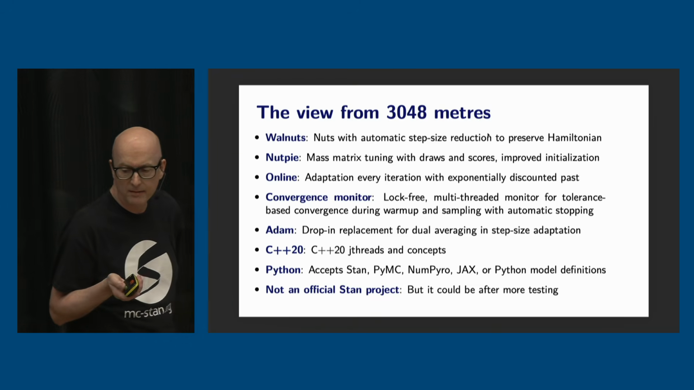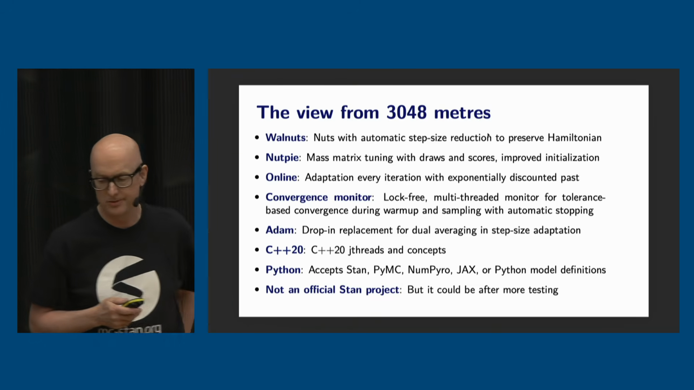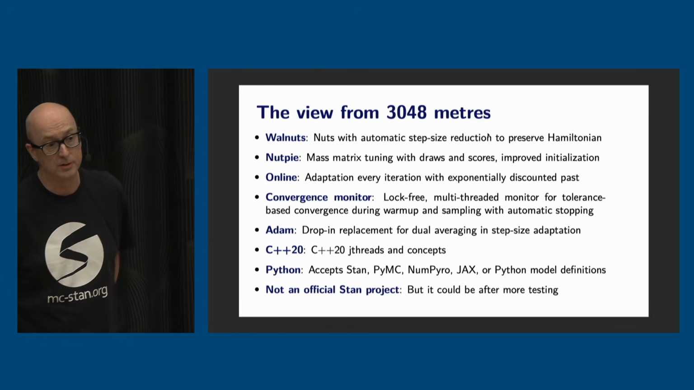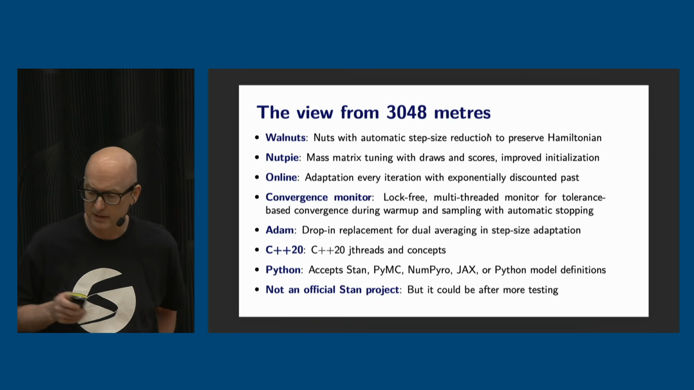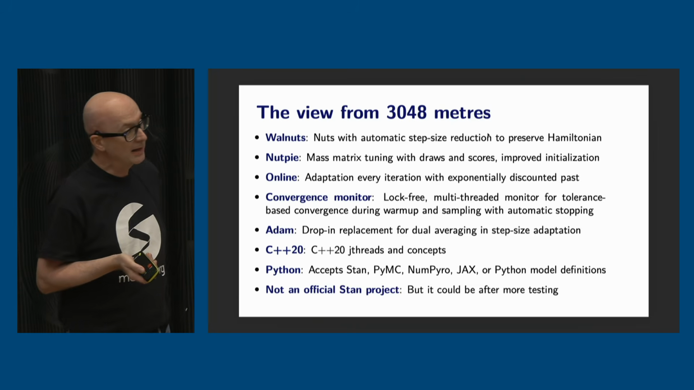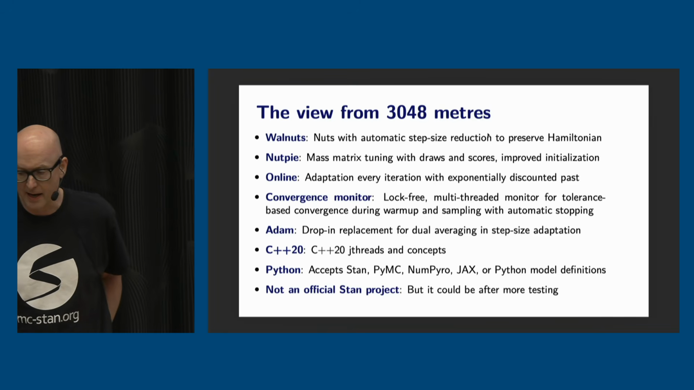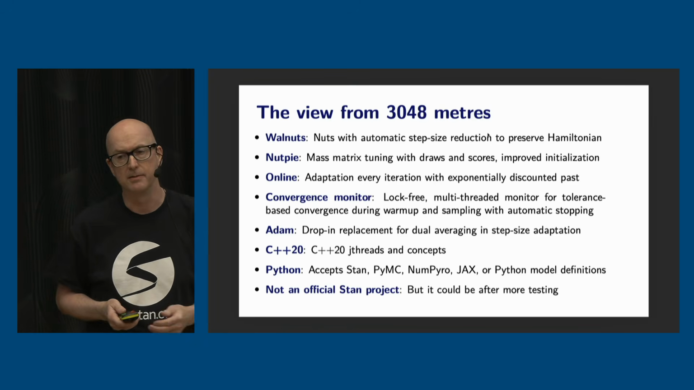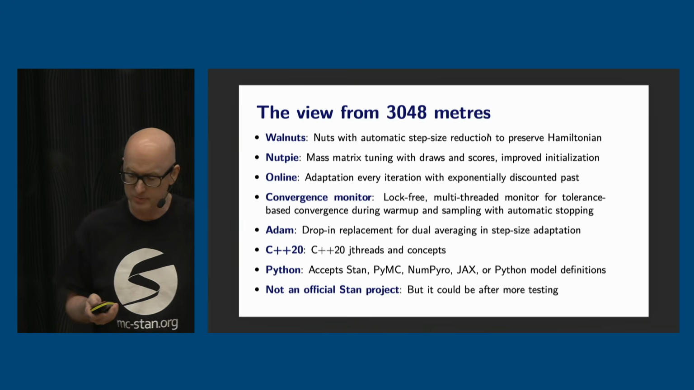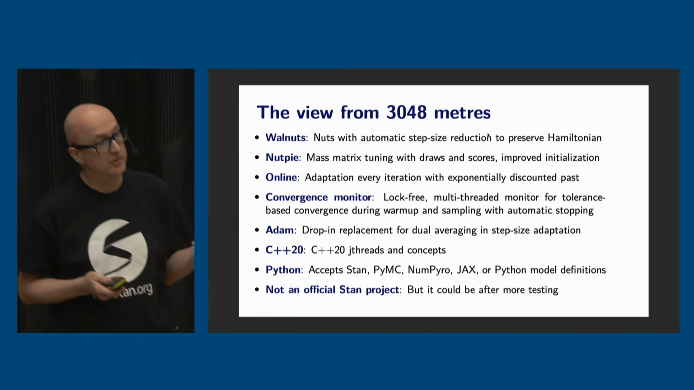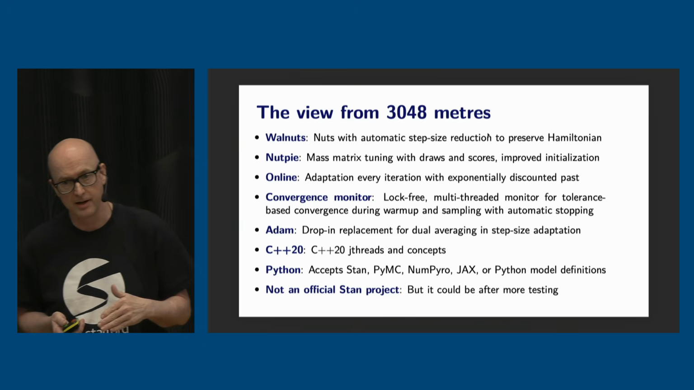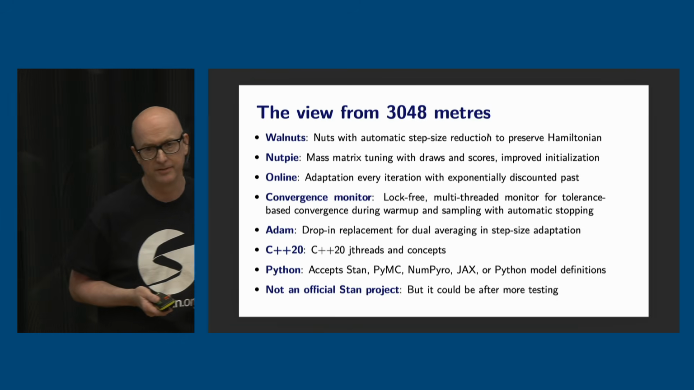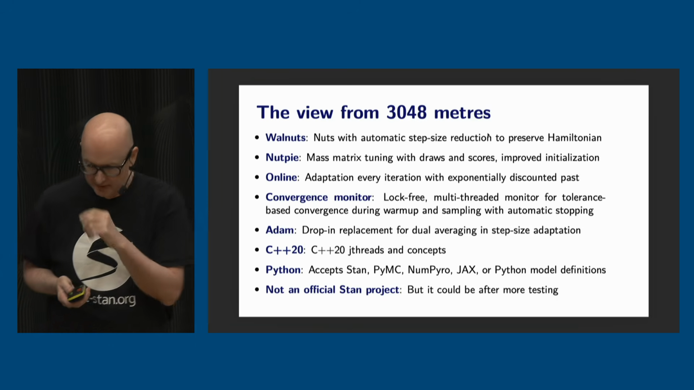We're going to combine that with Nutpie, which luckily Adrian already told everybody about. This is an amazing new system for mass matrix tuning that uses draws and scores instead of just the draws. It has a slightly different target that I'll talk about later. We're doing online adaptation, which is something that's new in Walnutpie. That is, I took Nutpie and figured out how to implement it one iteration at a time. So instead of doing adaptation in blocks, we're doing it one step at a time. There's also convergence monitoring, which means Walnutpie works completely automatically. It runs adaptation until it converges. It runs sampling until it converges. And I'll tell you how that works later as well.